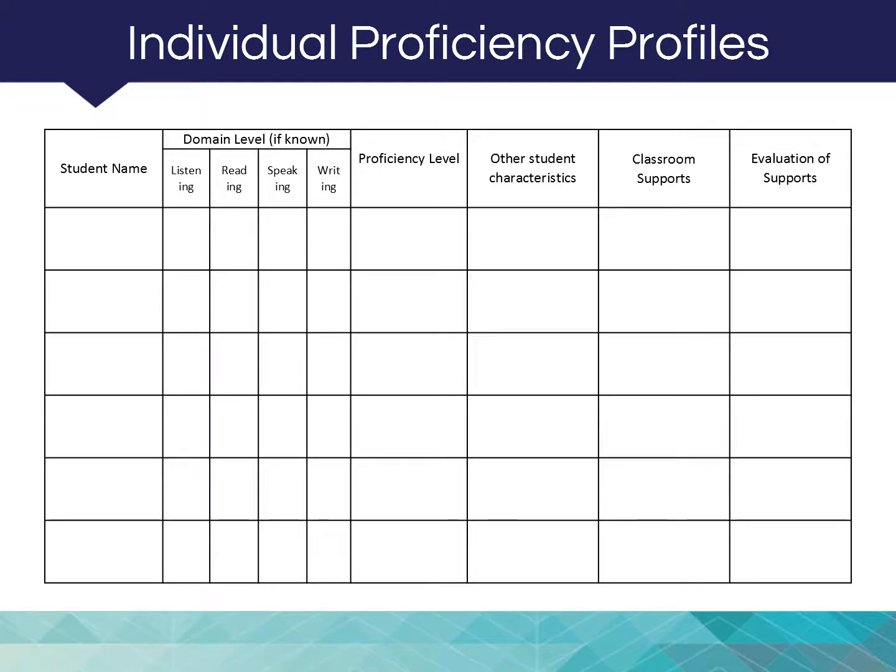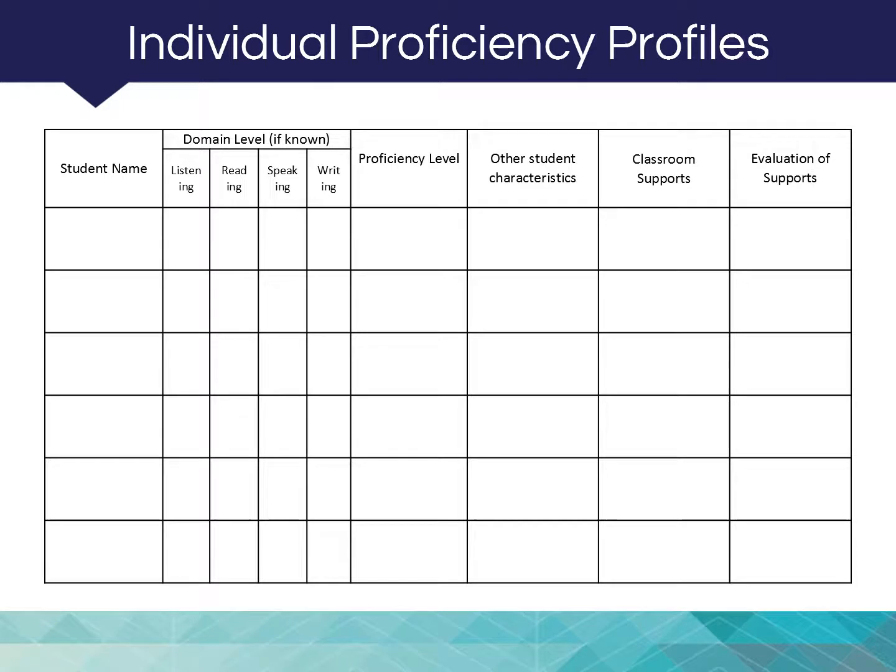Fill out the domain levels and proficiency level based on the assessment results you have. Refer back to the proficiency level card sort that you completed earlier to determine if the student is emerging, progressing, or nearly proficient. For other student characteristics, consider things that may affect the types of supports the student may need in the classroom.